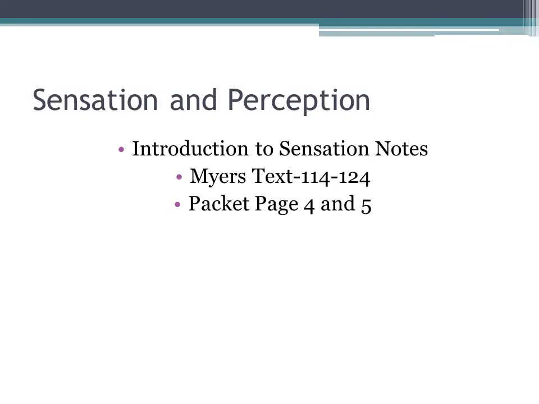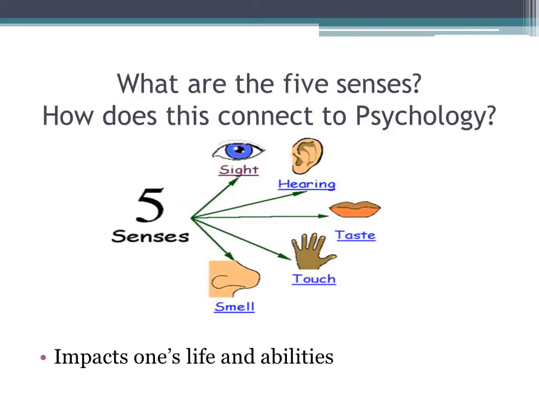Okay, welcome class to Unit 4. This is Sensation and Perception. We're starting with an introduction to the sensation notes. Most of the information from these notes can be found in your Myers textbook, page 114 to 124. I would be filling out my packet on page 4 and 5 and be ready to discuss in class tomorrow.